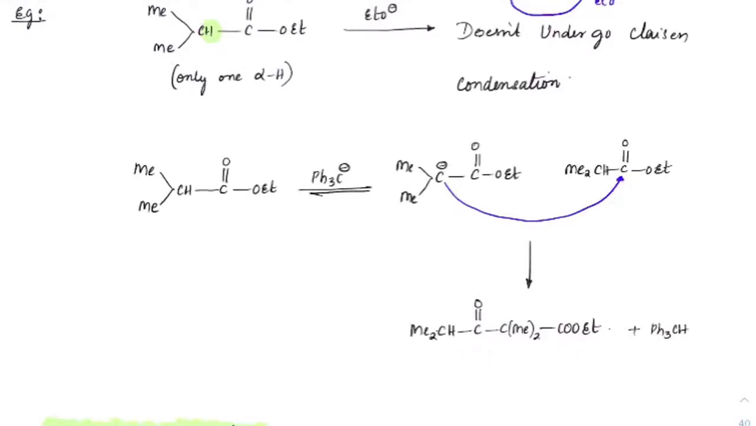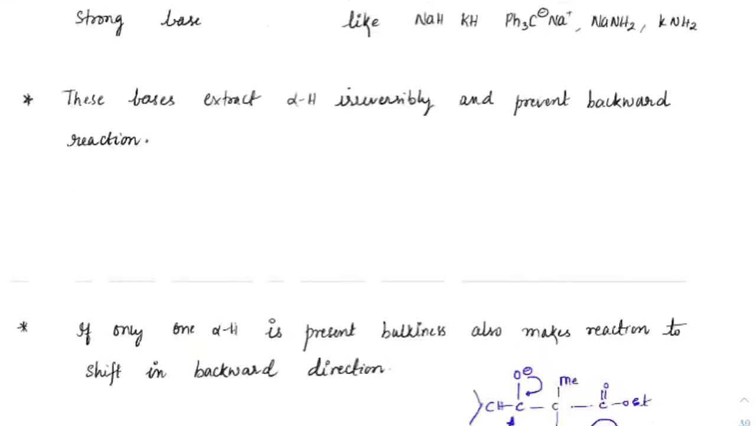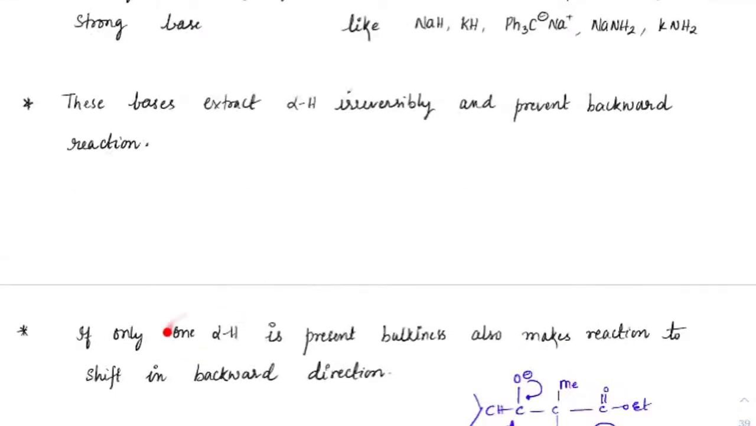So just be careful with that. When to use EtO minus, when not to use EtO minus. Okay. EtO minus, OH minus are not suggested if you have only one alpha hydrogen. Rather, we will be using these bases. Okay.